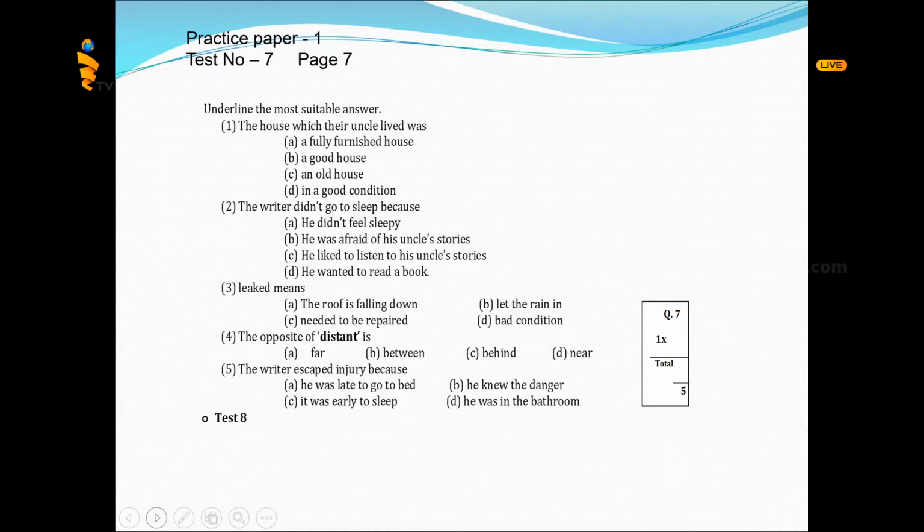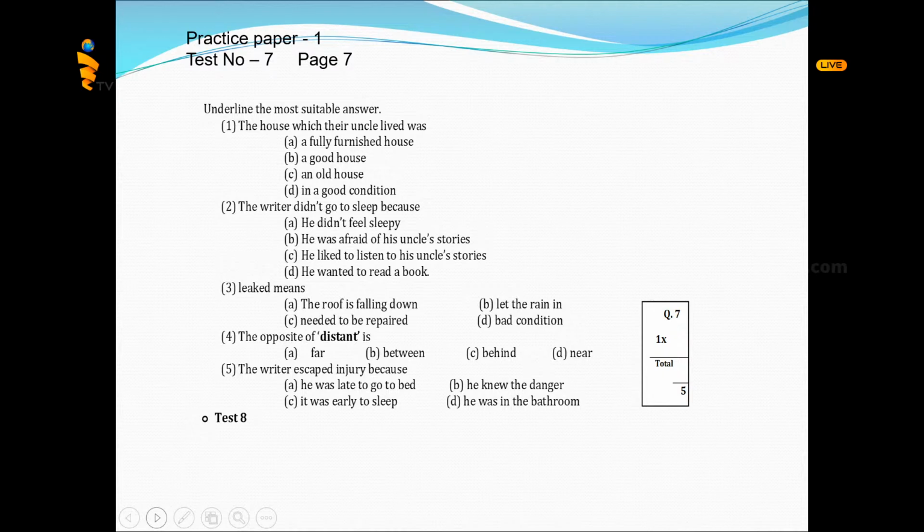The first one, the house in which their uncle lived was. Now go through the passage, children. The house had no comfortable furniture. Many of the windows were broken and the roof leaked, making the whole house. So there, the answer is indirectly given, saying that it's an old house. They have not mentioned that they have a fully furnished house, or it's a good house, or in a good condition. So the answer is automatically C, an old house.